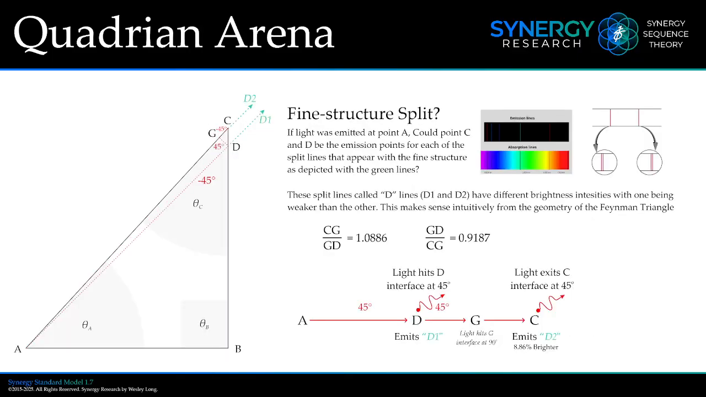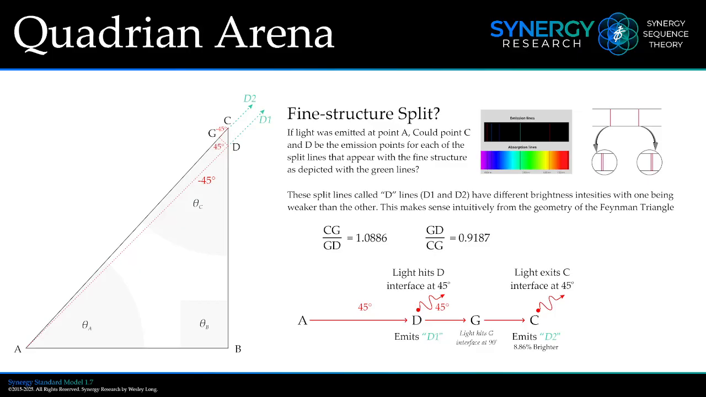Now the Quadrian Arena delivers a final spark, the emission of light itself, and with it, a potential explanation for one of quantum physics' most enigmatic effects, the fine structure split. This is no longer just a triangle. This is now a prism of interaction, where geometry becomes frequency and where the subtle asymmetry at the peak of the Feynman triangle may explain the observed behavior of photons.